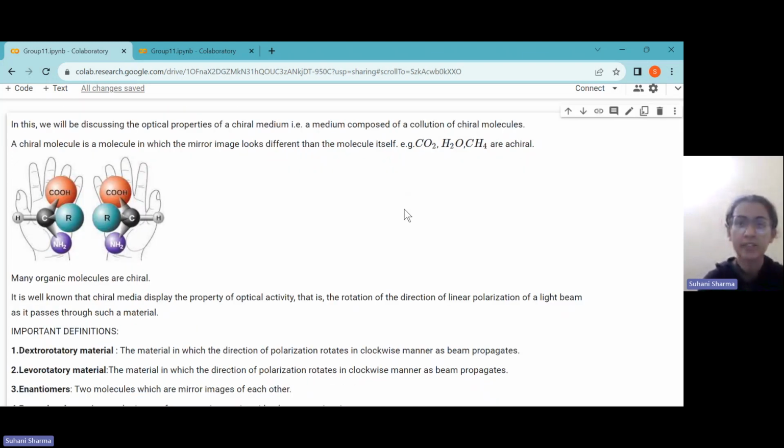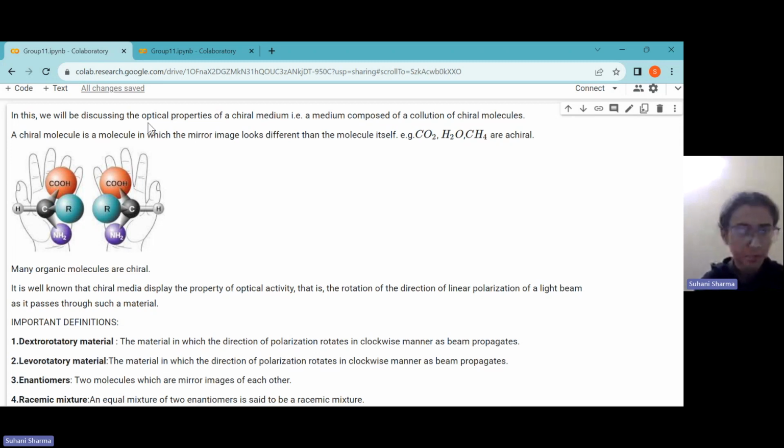First, let's understand the fundamentals. A chiral medium is a medium which is composed of chiral molecules. And a chiral molecule is a molecule whose mirror image looks different from the molecule itself. That is how chiral molecules are like your left hand and right hand, non-superimposable mirror images.